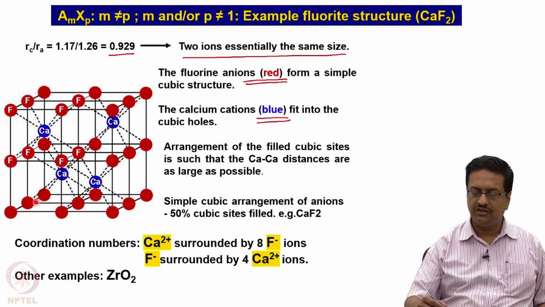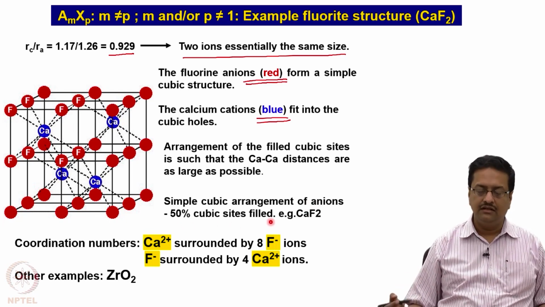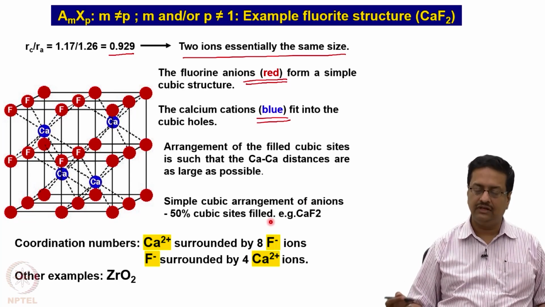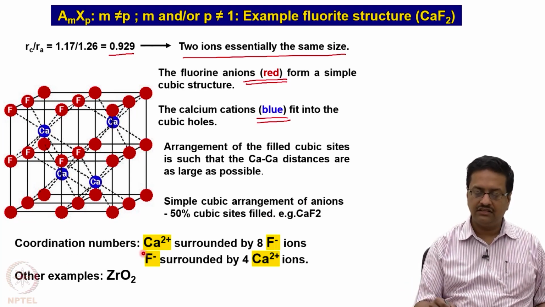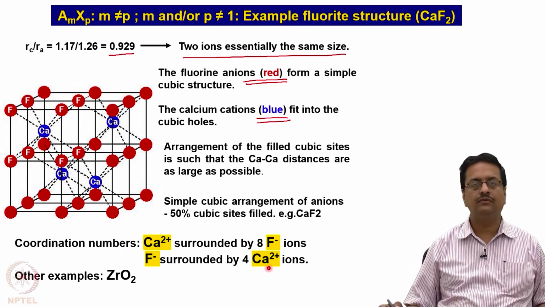That means the simple cubic arrangement, with only 50% of the cubic sites filled, is the case of calcium fluoride. So the coordination number for calcium is 8 and the coordination number for fluoride is 4.